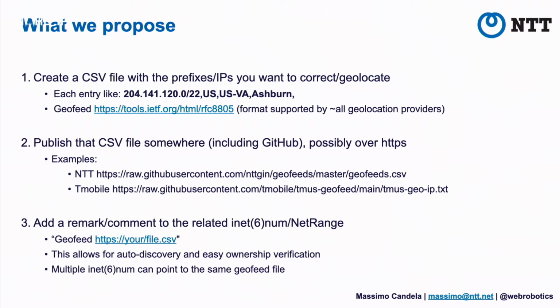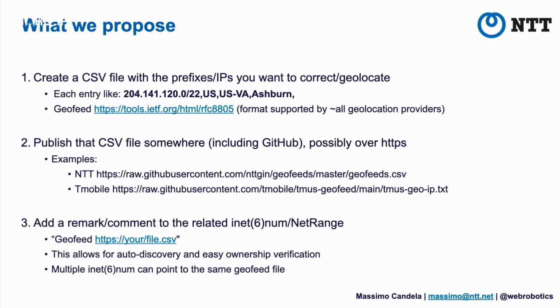Now step number 2: you publish this file somewhere. You can publish it on your website, you can put it on GitHub. It does not really matter where, as long as you serve it possibly over HTTPS. The final result of this step is to have a URL. Here you have 2 examples. This is ours at NTT, and this one is from T-Mobile. Now, at the end of this step, you have this URL, you made this file reachable, but nobody knows about this URL.